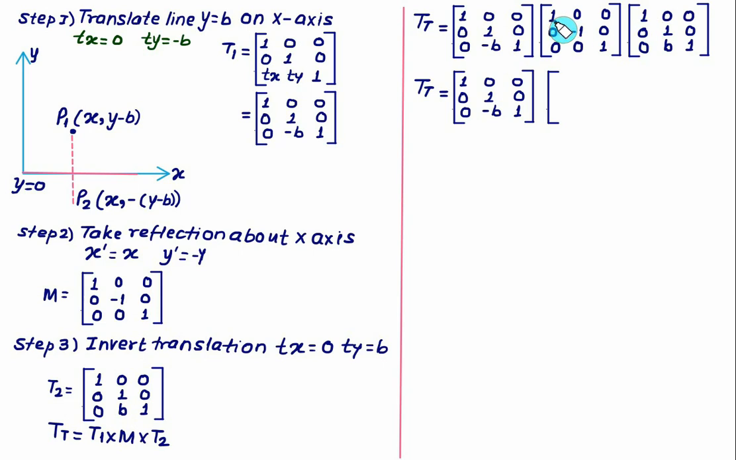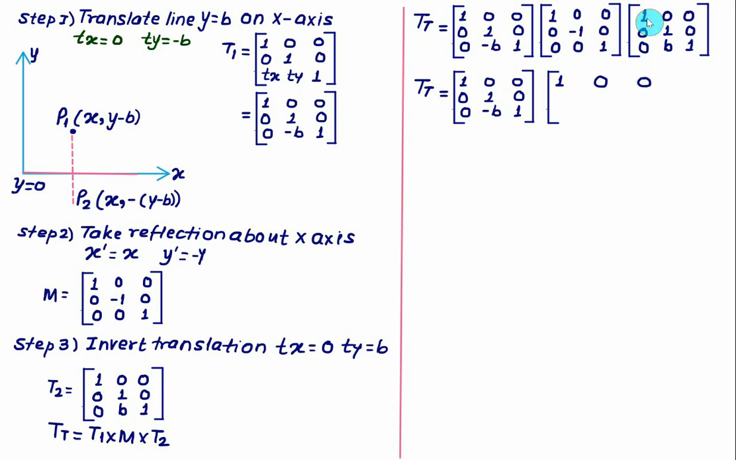So we have first row and first column: 1 into 1 is 1, 0 and 0, so this is equal to 1. Then first row and second column: 1 into 0 is 0, 0 into 1 is 0, 0 into b is 0. Then first row and third column: 1 into 0 is 0, 0 into 0 is 0, 0 into 1 is 0.